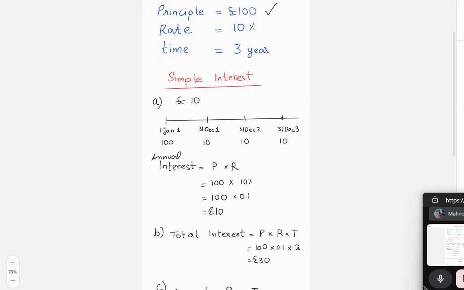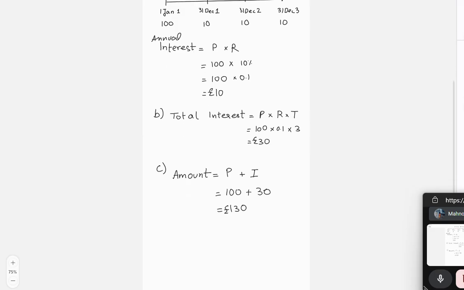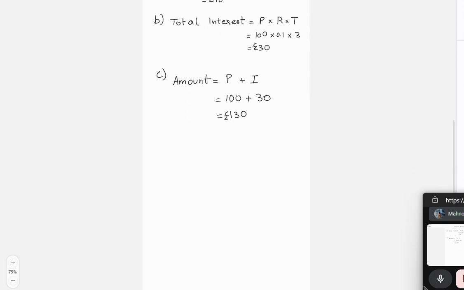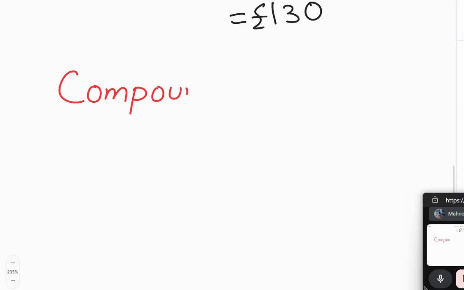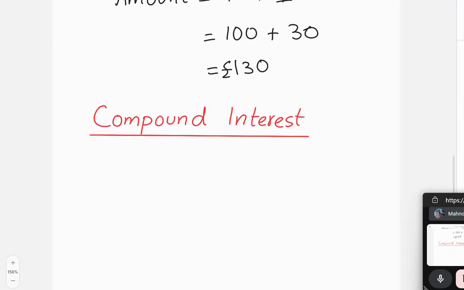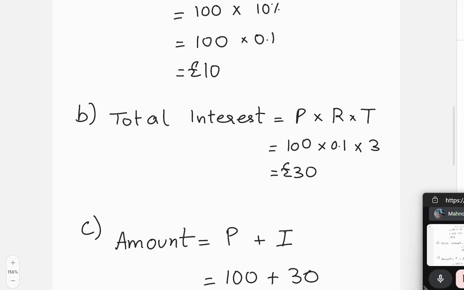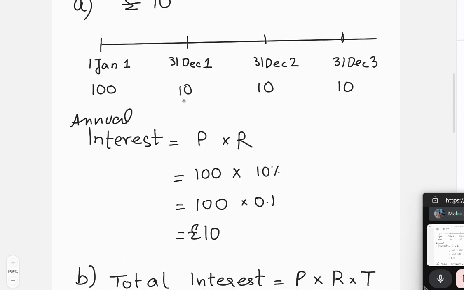So we have just revised simple interest. Now let's see what compound interest is. Okay, as you can see in this timeline, all of the years have the same amount of interest. Is that right?